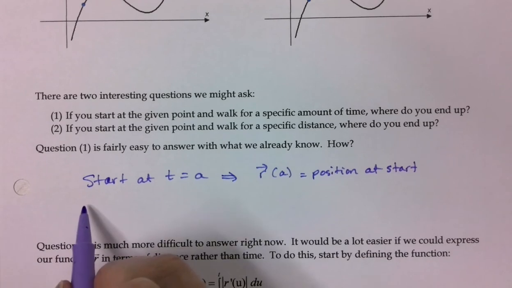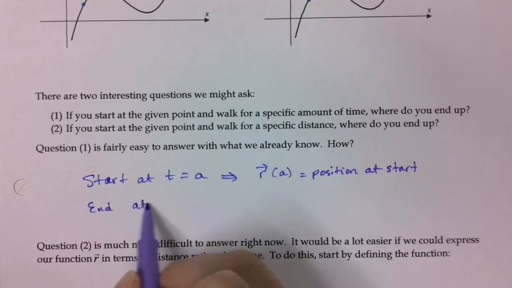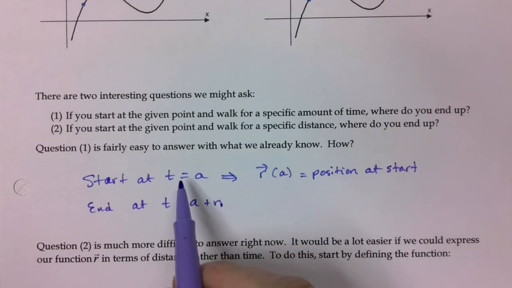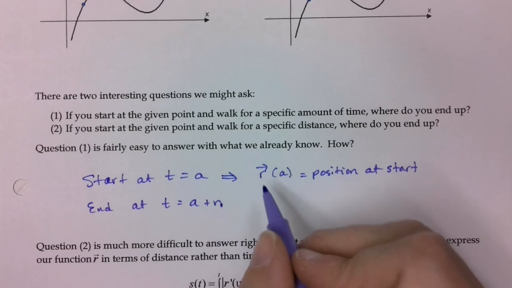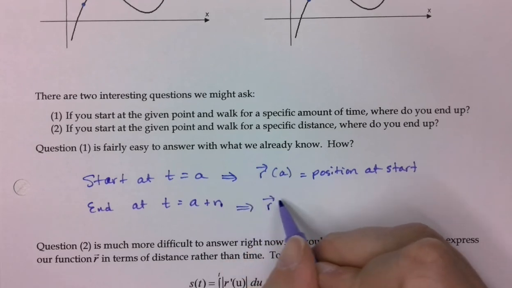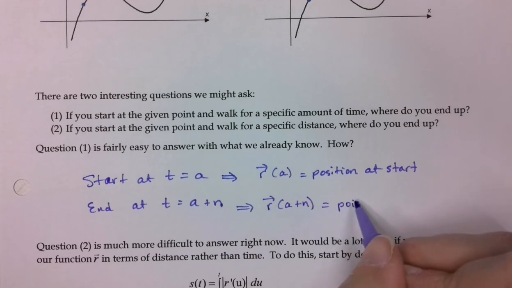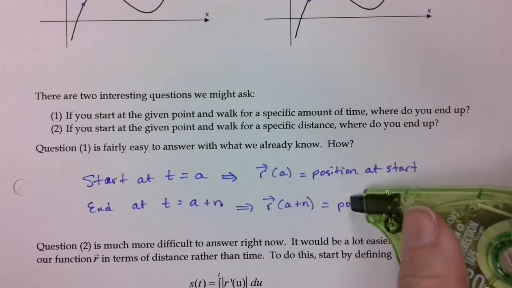And then I would end at some time in the future, t equals a plus n, right? So take my initial a and add to it some amount of time, which means that r of a plus n is my position at the end.